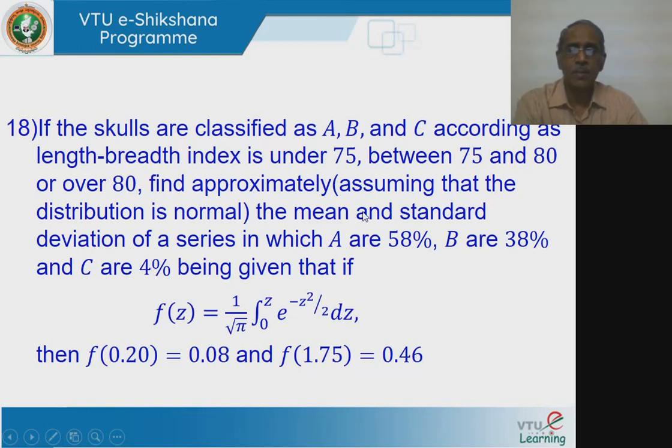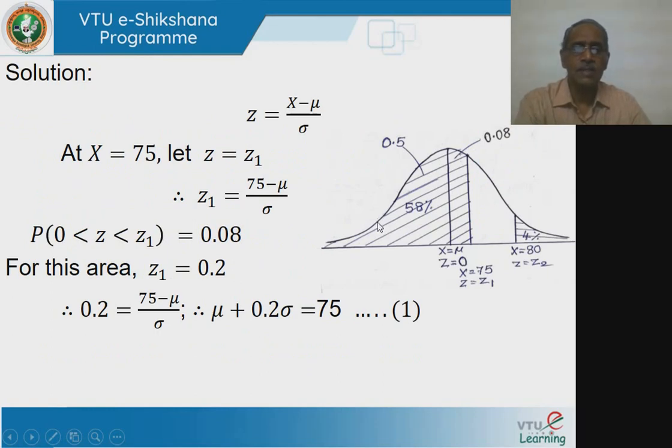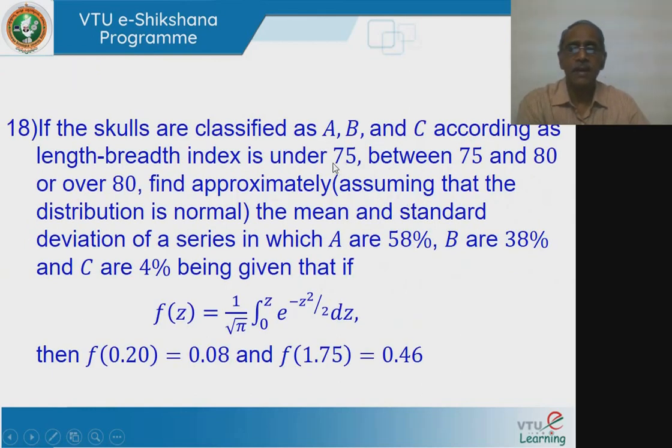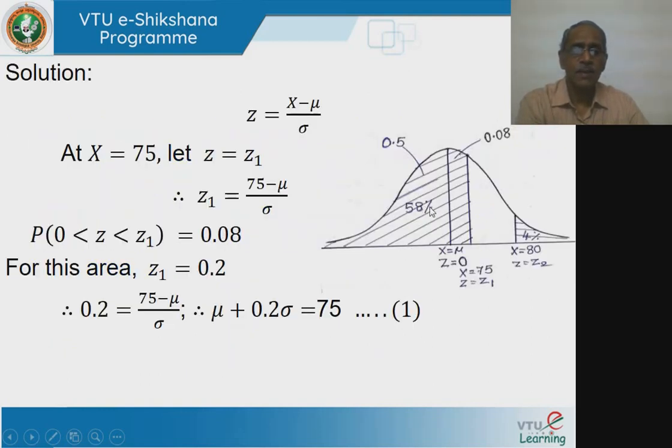So let us make these partitions here. Under 75, category A is 58%. So this is 50% from here to here. 58% means 8 more, that is 58% from here onwards. We know that this is 50% and this area is 58%, so 58 minus 50 is 8%, so this strip is 8% or 0.08.